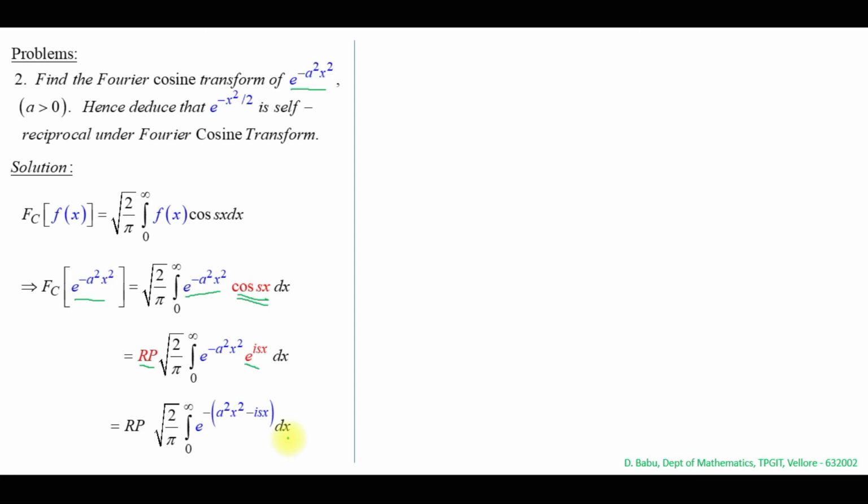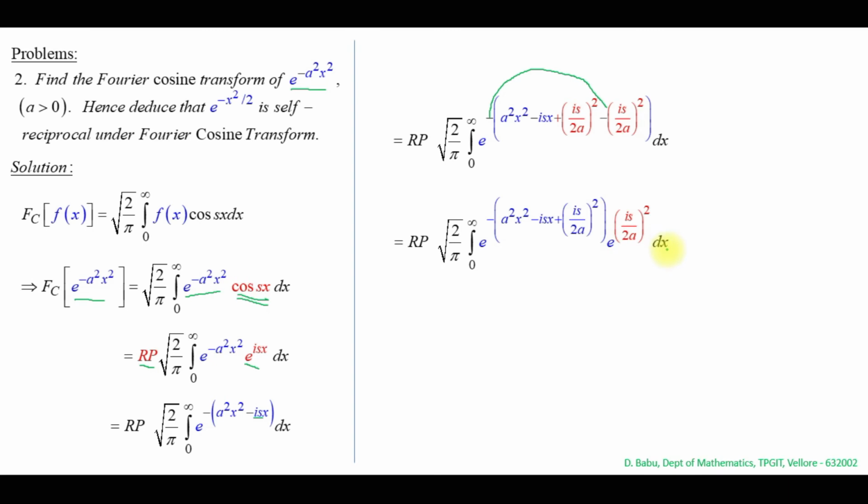So adding and subtracting what term? Here, what is the coefficient of x? Here it is s. What is half of s? This is s by 2. What is the coefficient of x square? a. Therefore, we have to subtract and add s by 2a the whole square. Okay. Next, minus into minus, what? Plus. So e power s by 2a whole square into dx.